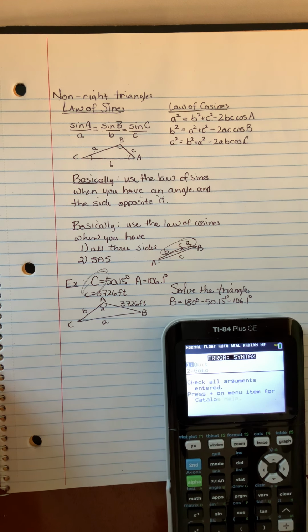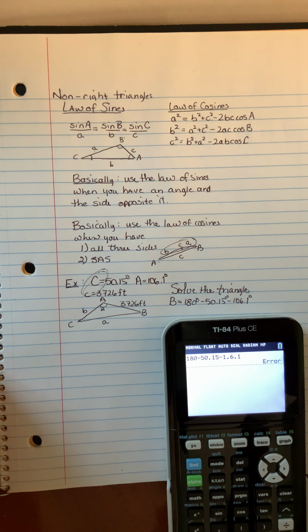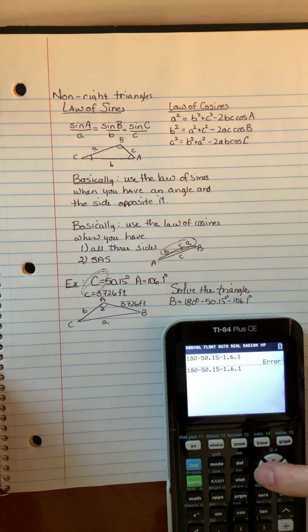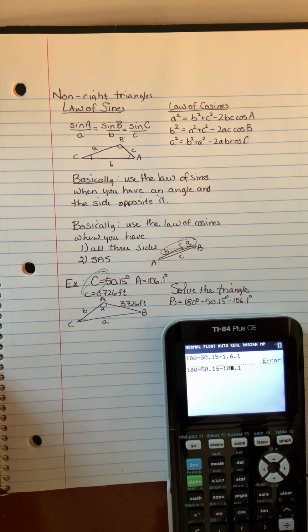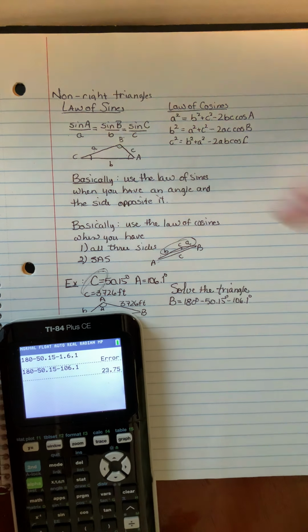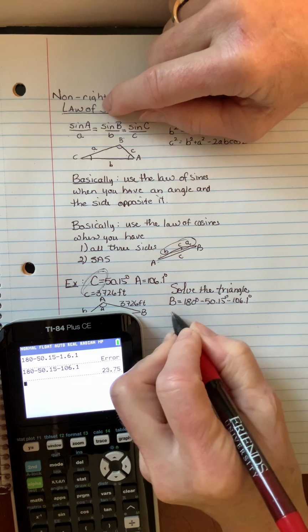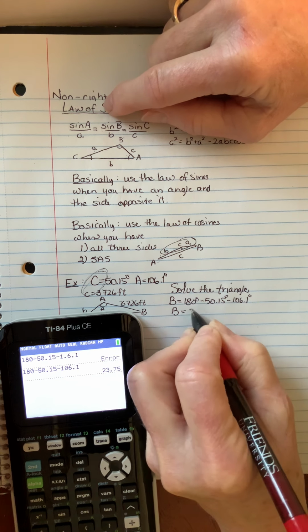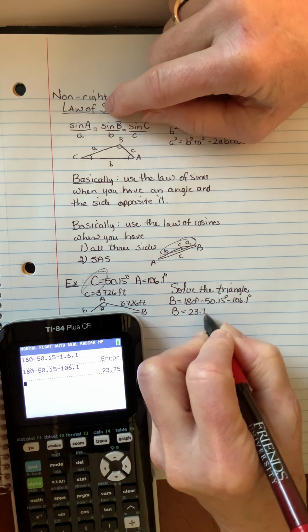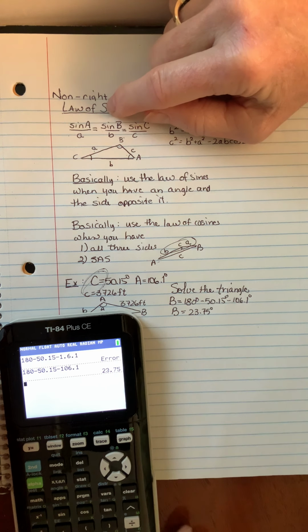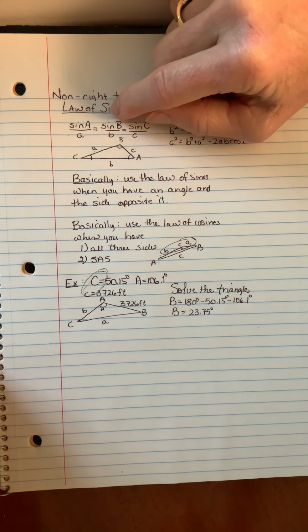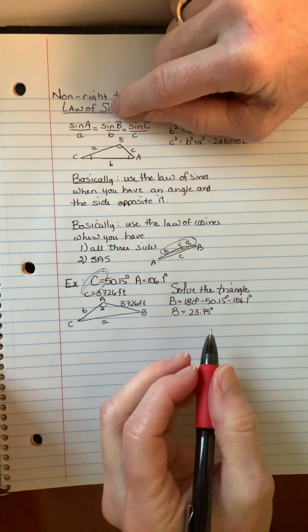106.1. Whoops, what did I do wrong? I did something wrong. Okay, I see what I did wrong. I hit the wrong button, didn't I? So let me fix that. Okay, so 23.75. So that tells me that angle B is 23.75. Now, we could have done that by hand. That would have been just fine. But anyway, there's that. Now let's set up the law of sines.